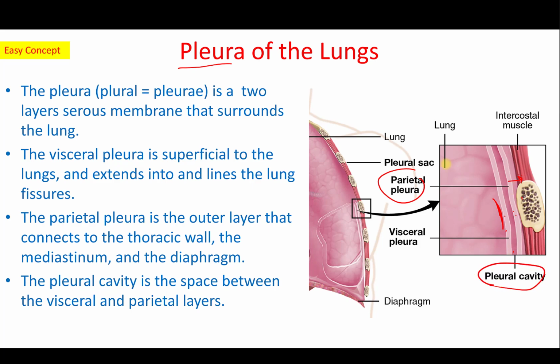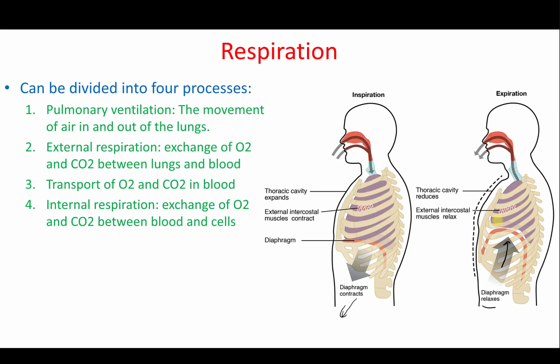Now, if you remember the serosal membrane in general, it reduces the friction between the lungs and the hard structures in the thoracic cage or even the diaphragm. Okay, so that's the pleura of the lung. This we will come back to later and we will see some physiology there. Okay, let's talk about the physiology of the lungs.